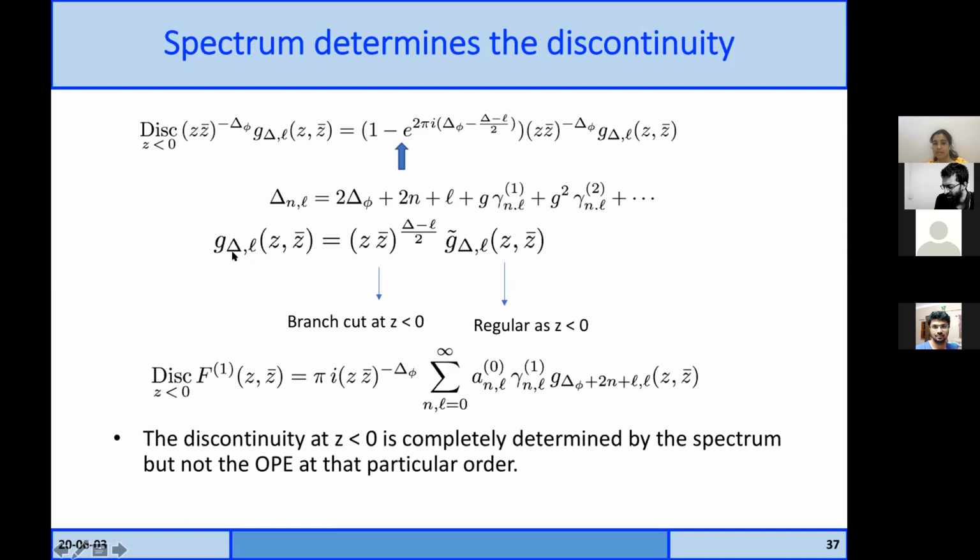So this is roughly what this g is, so that Madhu was asking. It has this branch cut which is coming from this power law, and this is the hypergeometric function which is regular when Z is less than 0. Now from this expression, you see that F1, the correlator at order g, depends only on this gamma 1 because of this phase factor. Now, is this clear?